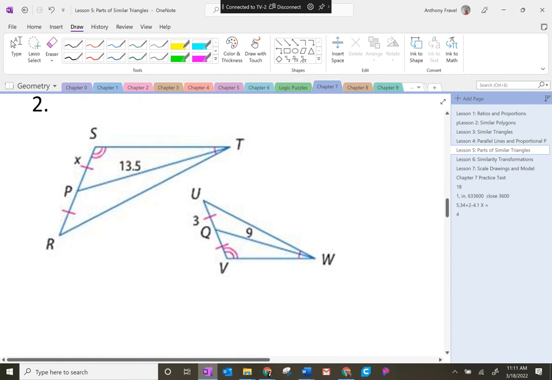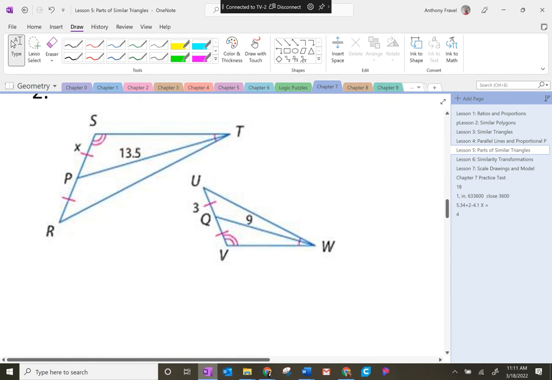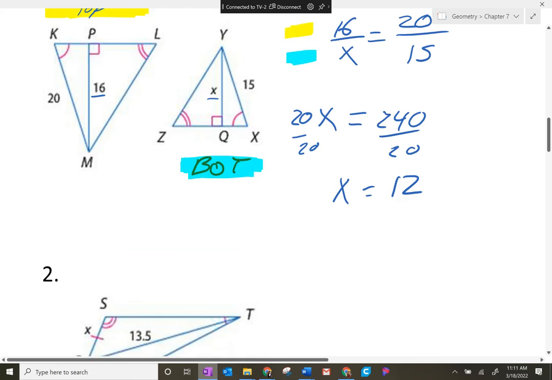All right, on to my example number 2. This one I'll have you guys help talk me through it. I'll zoom in so you guys can write it down if you'd like to.